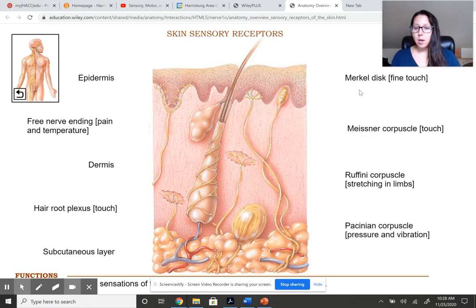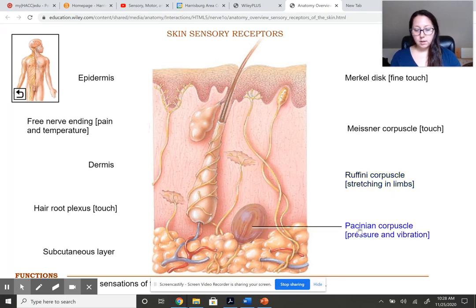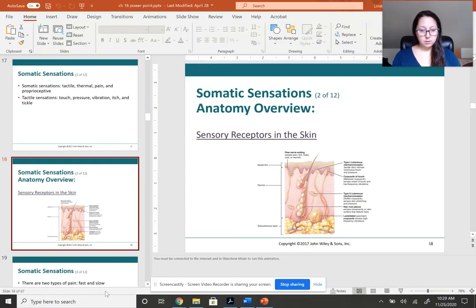We have Merkel discs. Merkel discs detect fine touch. We have the Meissner corpuscle, which detects just touch, and the Ruffini corpuscle, which detects stretching, and we typically only find this in the limbs. Oh, and one more, Pacinian, that's a deeper one, detects pressure and vibration. Okay, I'll go back over to the PowerPoint now.